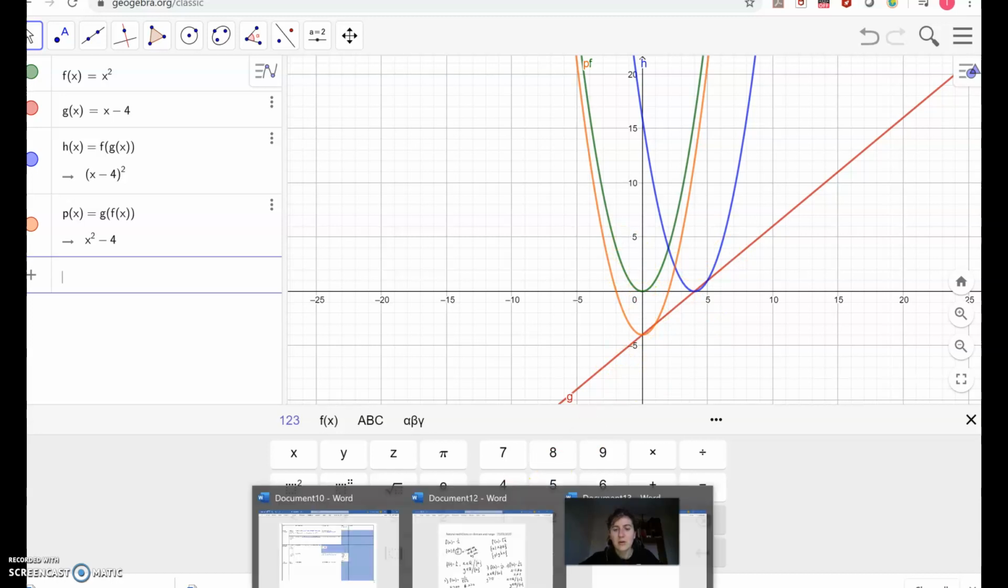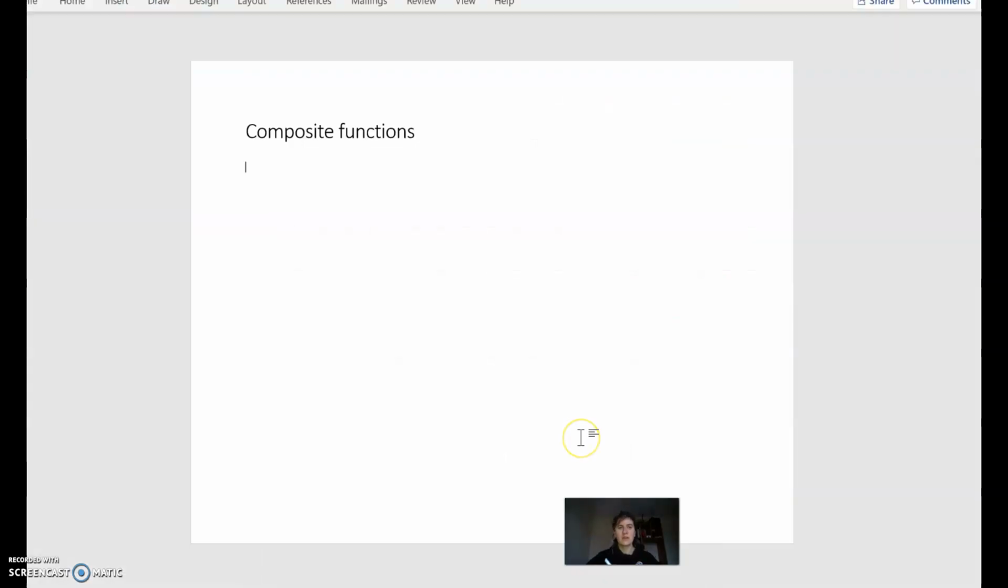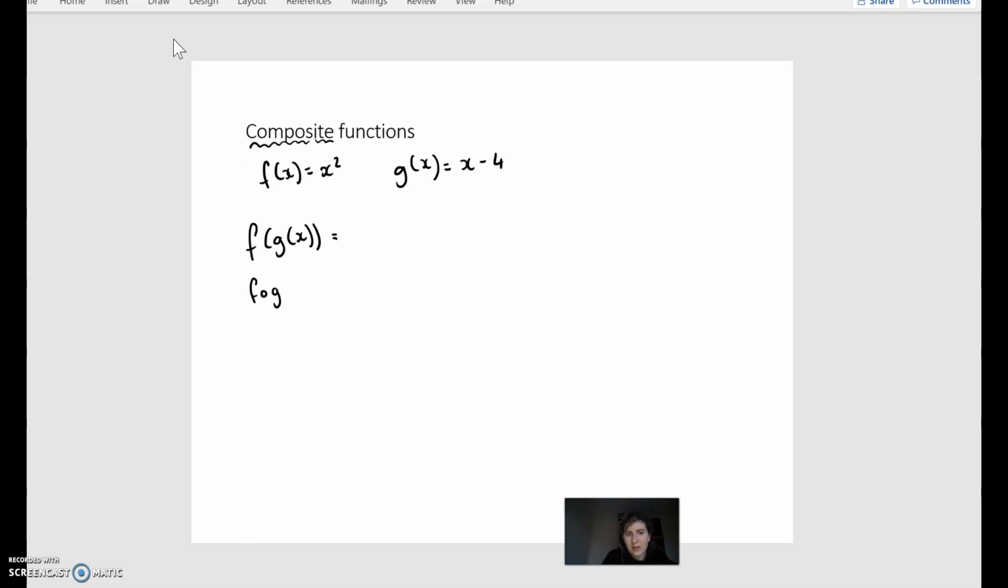I'm going to show you how you could work out algebraically what these are going to be. So I've got this here, and I'm just going to draw my equations on. From here we had f of x equals x squared and g of x equals x minus 4. When we're talking about a composite function, we're joining two functions together, and we're either putting one inside the other or the other way around. Sometimes you might see f of g of x written as fog x, that's another way you might see it written.